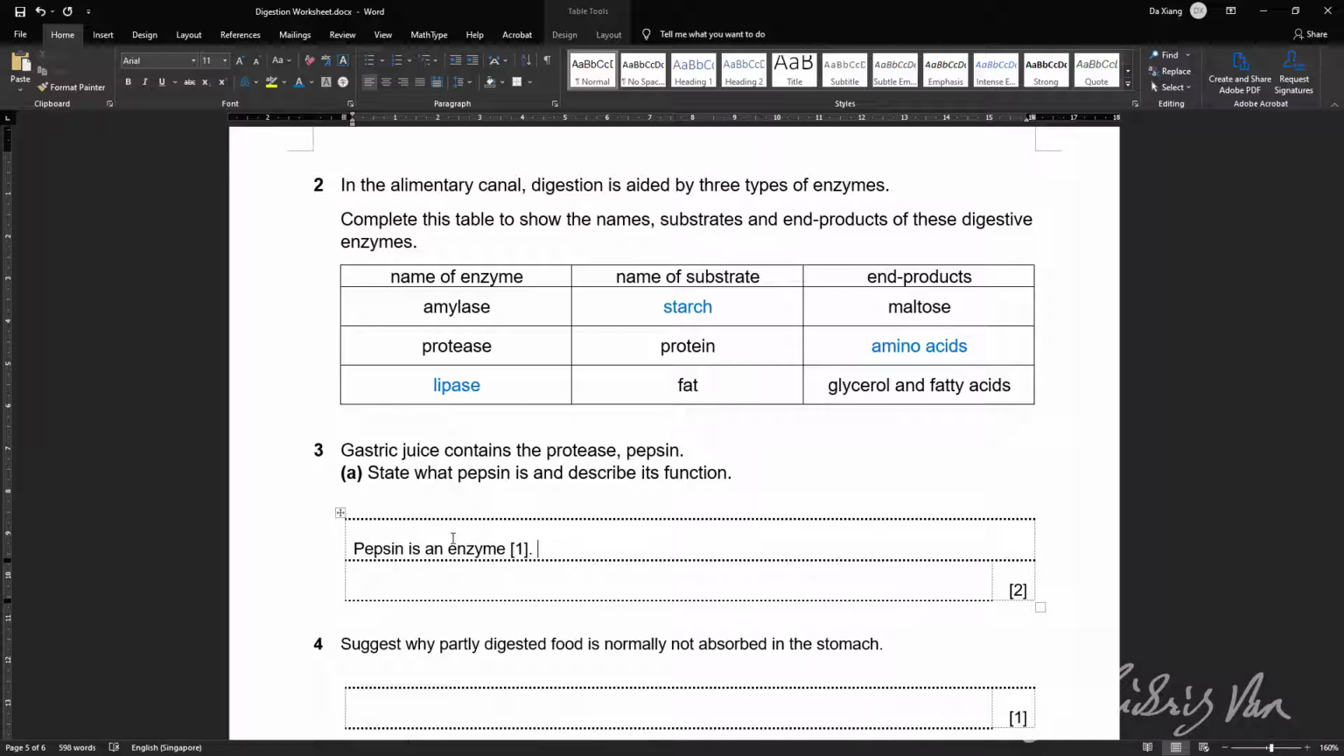What's the function of an enzyme? It is to break or digest. Protease digests protein into smaller protein. This one is your second mark. So this will be your answer.